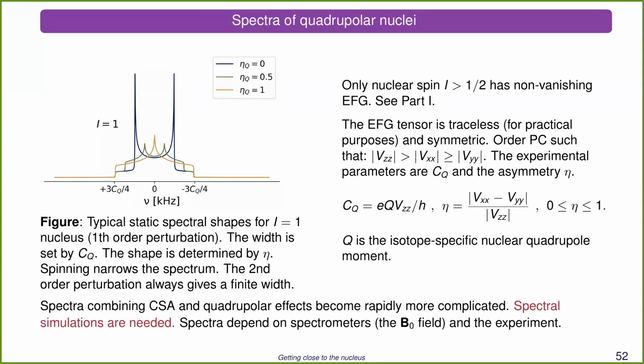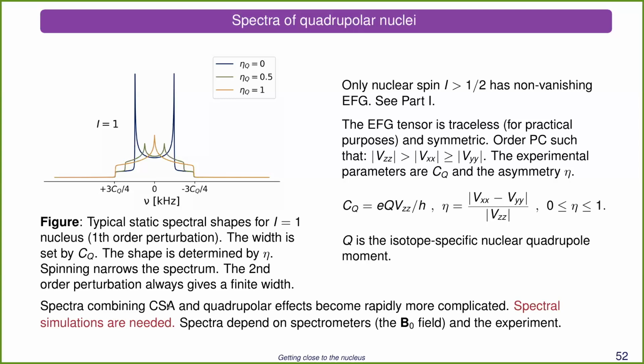A little bit about quadrupolar nuclei. Here, the spin has to be larger than 1/2. Yeah, this sentence is nonsense. It says only nuclear spin larger than 1/2 has a non-vanishing EFG. That is not true. The EFG is always there, but only then can you actually measure it in NMR. We already saw this tensor yesterday. It's traceless, and you have two values that characterize it: the biggest one, which goes into the CQ via the quadrupole moment, and the asymmetry parameter.